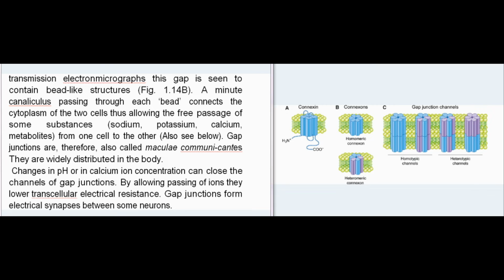They are widely distributed in the body. Changes in pH or in calcium ion concentration can close the channels of gap junctions. By allowing passing of ions they lower transcellular electrical resistance. Gap junctions form electrical synapses between some neurons.